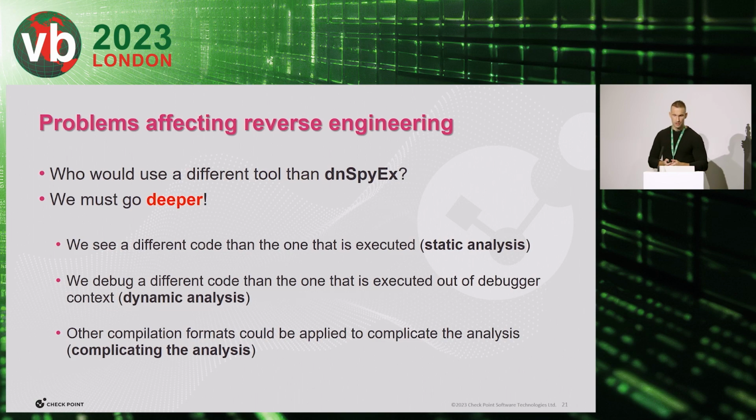Problems affecting reverse engineering. Well, the main question here is, who would use a different tool than dnSpyEx? Like really, who? When we just detect that we are dealing with a .NET PE, we will use tools like Detect It Easy or ExeInfo. We find out, hey, it's .NET. So we're just heading directly to dnSpyEx. But I already introduced that in this case, those shenanigans are in a different place. It's all on the native layer, so we must go deeper.